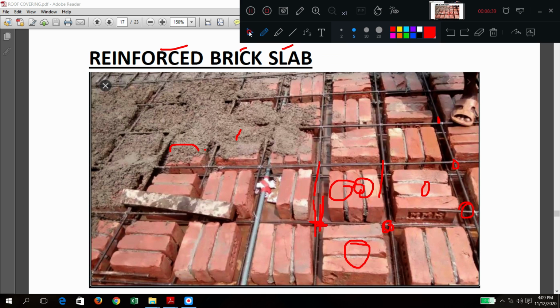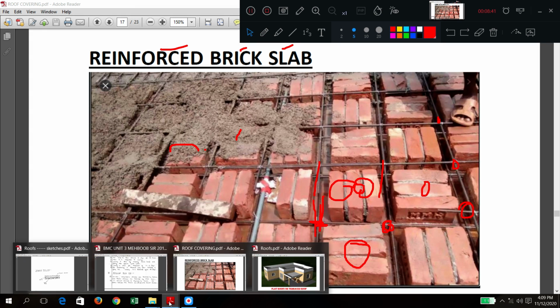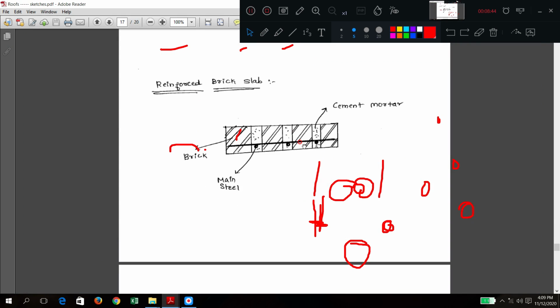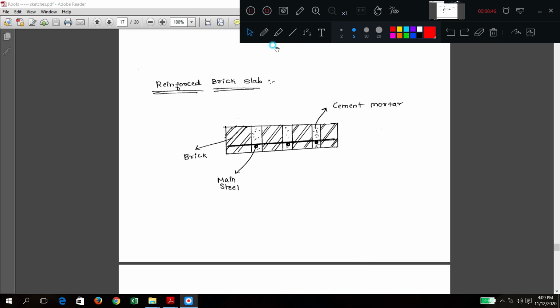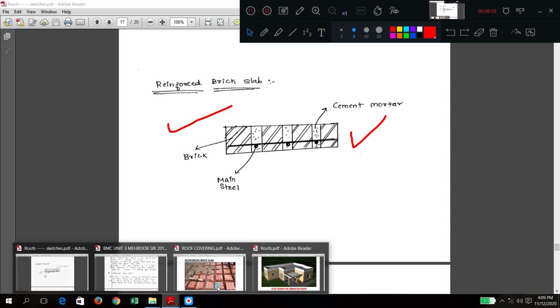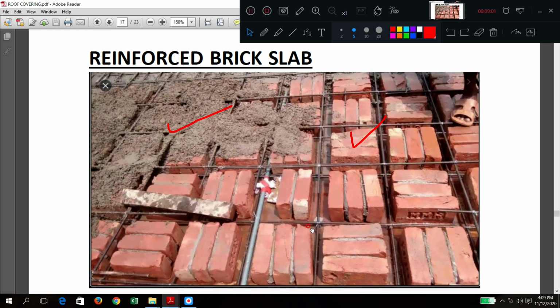Okay. So now come back to this diagram. It is the reinforced brick slab. In the exam you should draw this diagram. That is why I am showing everything. I am showing this line diagram or schematic diagram, which is helpful to draw in the exam. This practical diagram is to make you understand better. That's all. This you cannot draw in the exam.